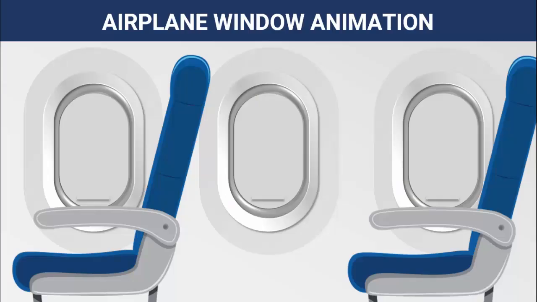Today I'm going to show you a very exciting tutorial on airplane window animation. As you can see here, these are the three airplane windows, which is completely done in PowerPoint, and I have put some window seats here. So how this works is when I click, the windows will open and the view from the outside will be visible. So let me just show you.